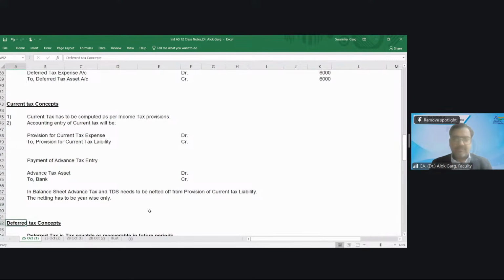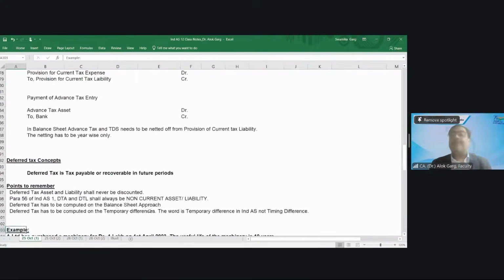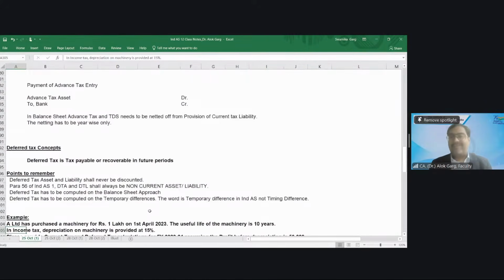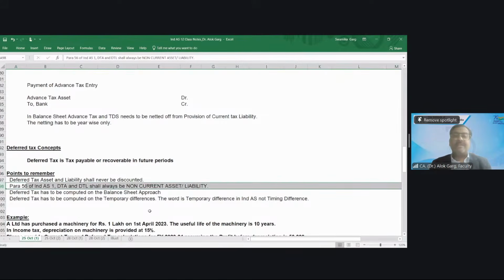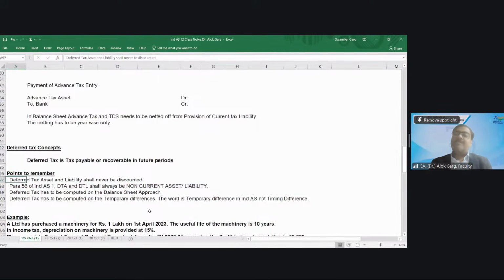Ind AS 1. You are absolutely right, Lavanya. Para number 56 of Ind AS 1. So para 56 of Ind AS 1 says that DTA and DTL should always be a non-current asset and non-current liability. And this deferred tax asset and liability shall never be discounted.